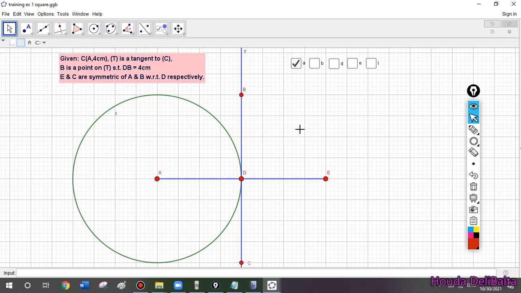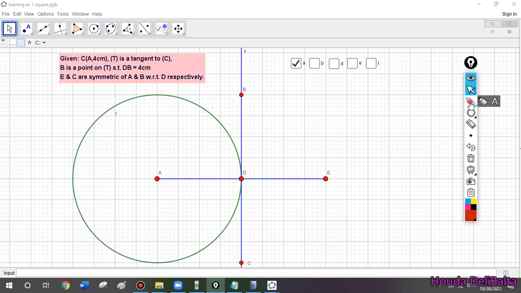Now E and C are the symmetric of A and B with respect to D. So again, I will repeat the idea of the symmetry. When I say that E and C are the symmetric of A and B with respect to D, that means that D is going to be the midpoint of EA and the midpoint of CB. With respect to D means that D is like a mirror, and A is going to have its symmetry here, and similarly B is going to have its symmetry here. So D is a midpoint for AE and BC as well. That's about symmetry with respect to D respectively, meaning E is for A and C is for B.